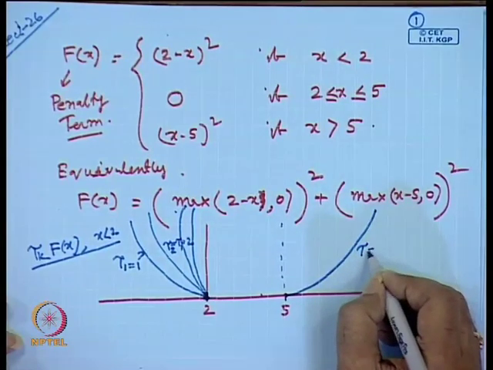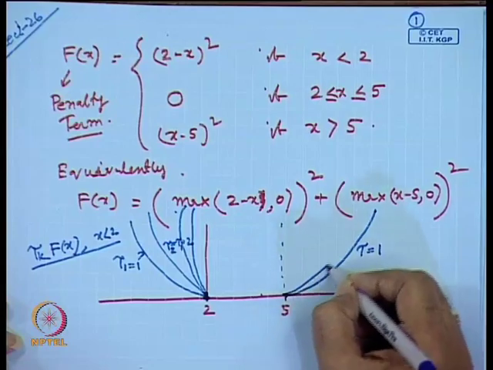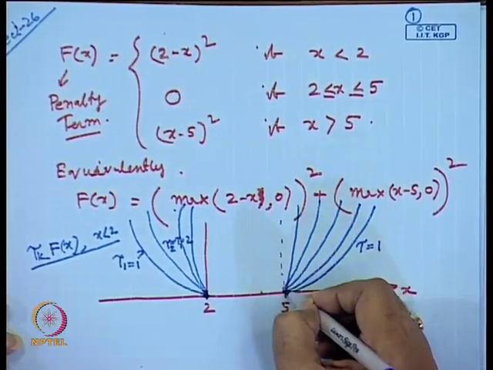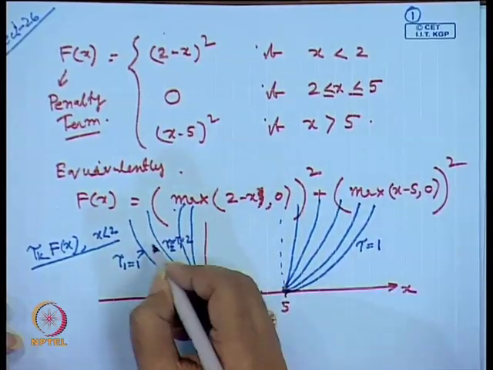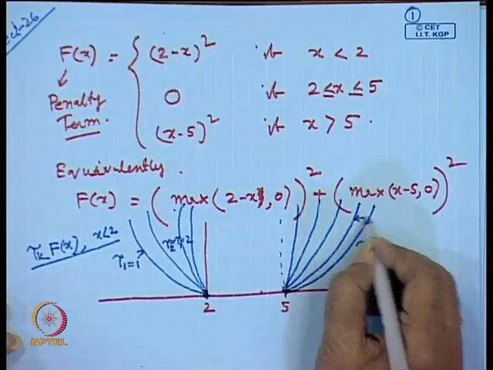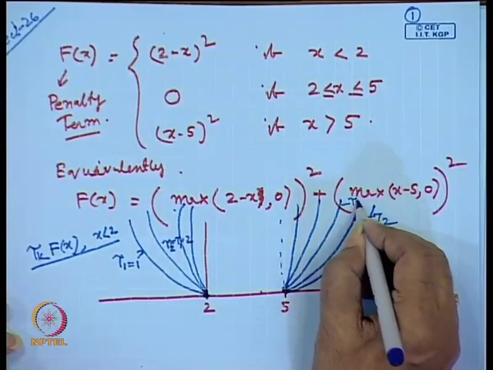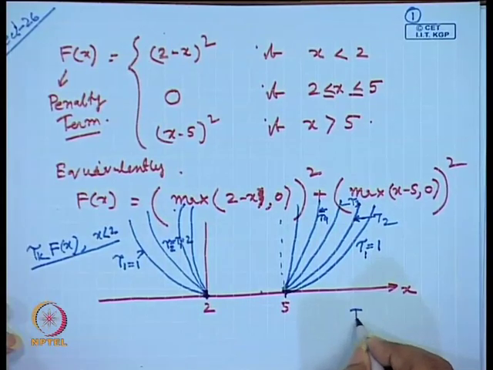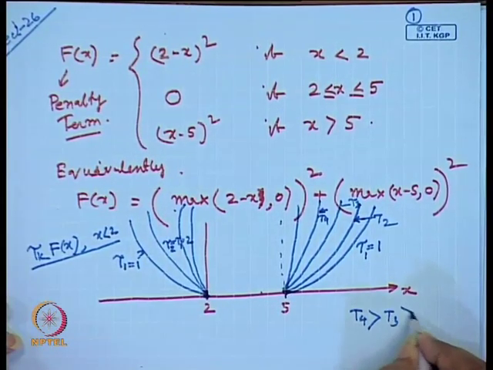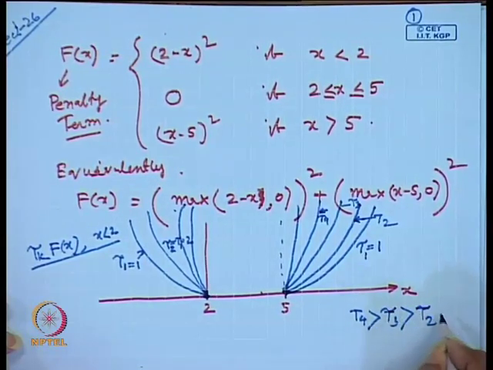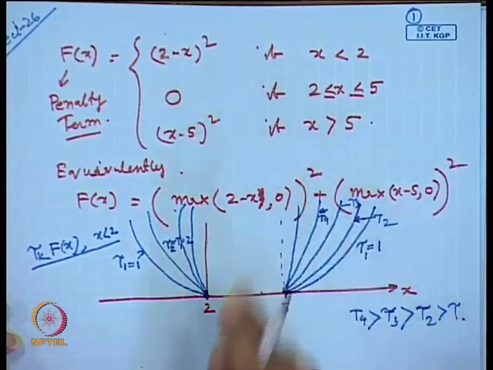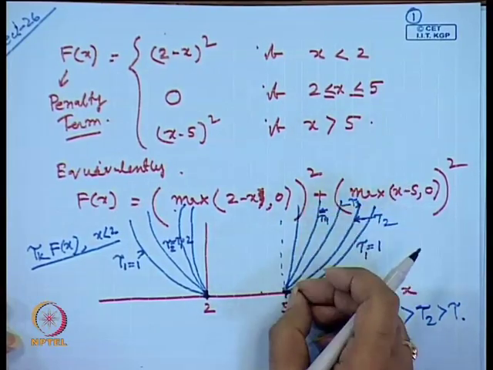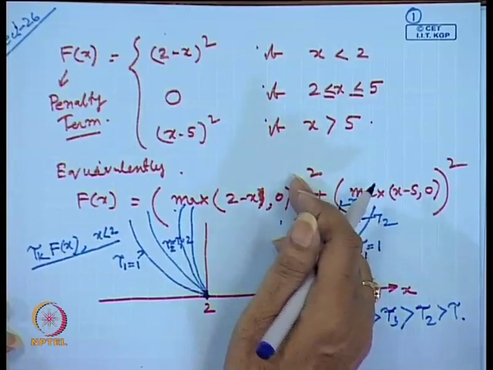This is tau equal to 1, and then you increase the value of tau, and increase it again. If you consider this is tau 1, this is tau 2, this is tau 3, this is tau 4, then tau 4 is greater than tau 3, greater than tau 2, and greater than tau 1. When tau is infinity, at this point the function value will be very steep, like this.